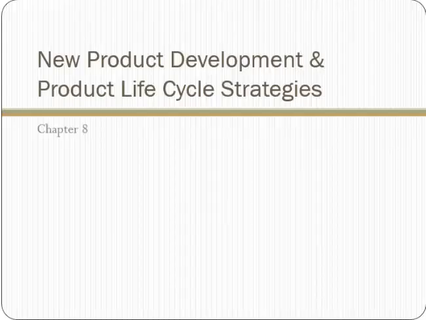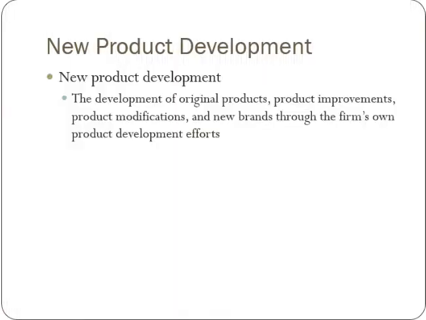Chapter 8 is new product development and product life cycle. Obviously, both of those things are not directly marketing, but they're related to marketing. Certainly, whatever you develop is the thing that you're going to have to be marketing. New product development means the development of original products, or improvements, modifications, changing your brand, changing the way your products operate, and essentially anything that changes the nature of your interaction with your consumer.